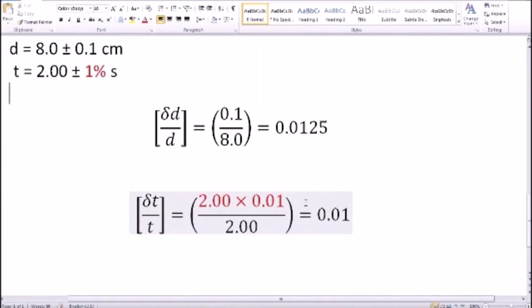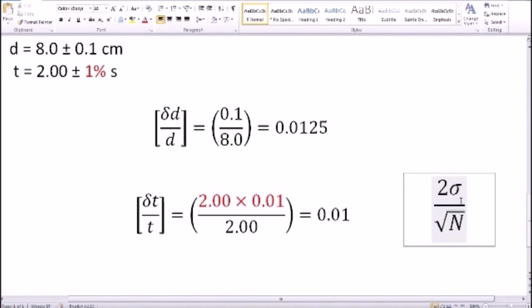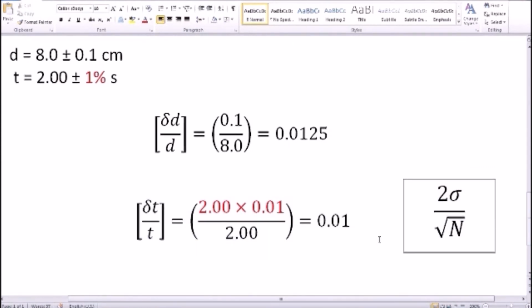Because you'll recall that statistical uncertainty is 2 times the standard deviation divided by square root n, where n is the number of trials that you average together. So the nice thing about statistical uncertainty is the larger n gets, the smaller your uncertainty gets. So that's a way to control how big your uncertainty is. You can just take an average of more values to get a smaller uncertainty.